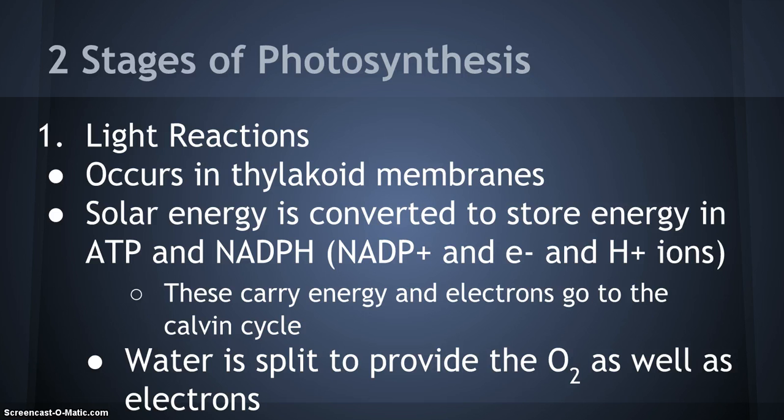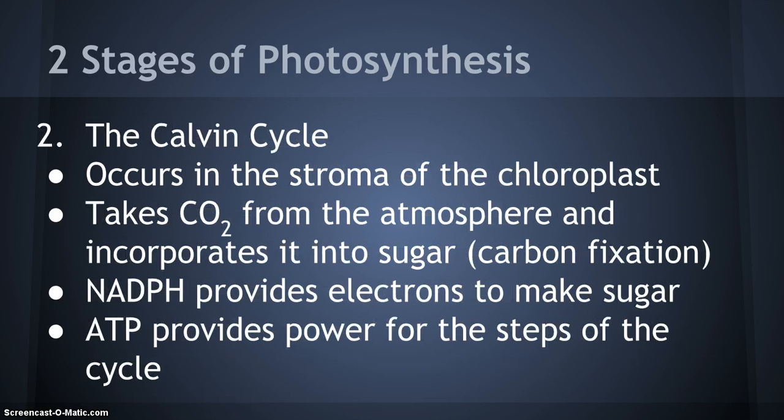The water is split to provide the oxygen as well as electrons. So we're splitting that water that comes in from the roots, and that's going to give us what we need. The Calvin cycle occurs in the stroma of the chloroplast and takes carbon dioxide from the atmosphere and incorporates it into the sugar by carbon fixation. So all that carbon we take in, that is how we are stringing it together to get the sugar. The carbon gets rearranged into the sugar.